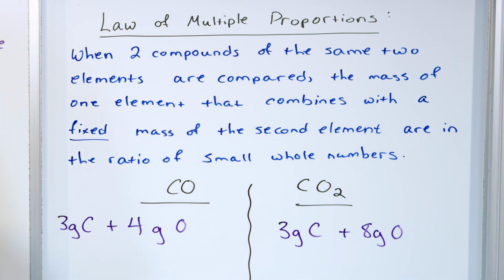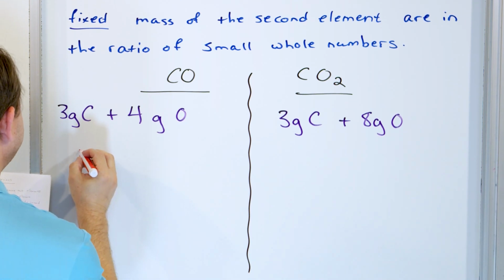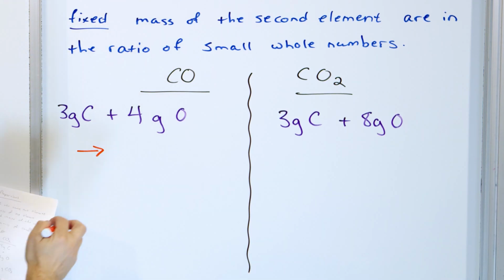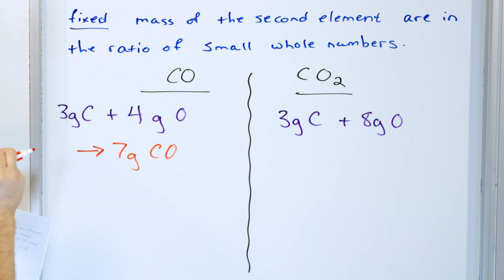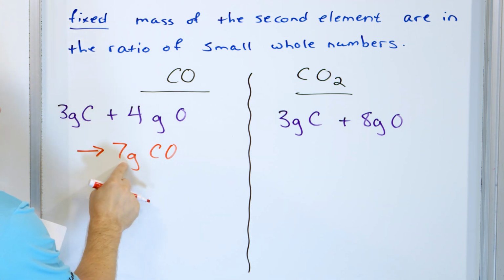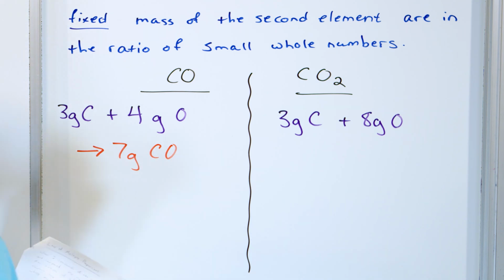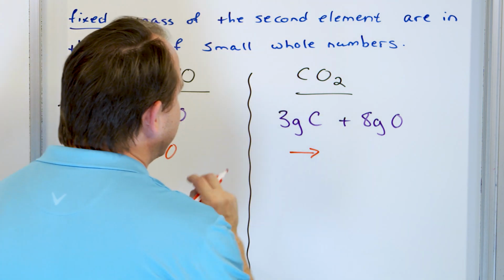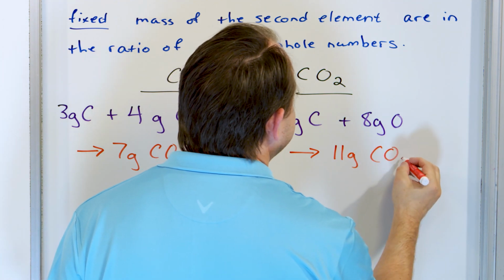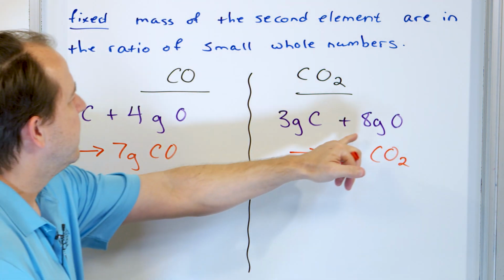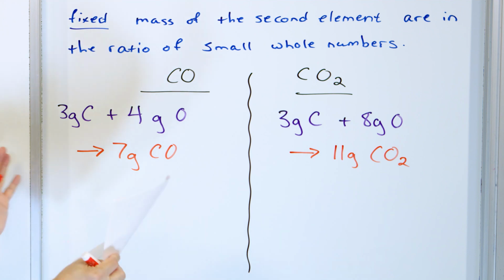All right. So what we figure out after we allow this reaction to occur is that what you get, I'll put a little arrow for like an equal sign, is 7 grams of CO, right? Because of the law of conservation of mass, 3 plus 4 is 7. You have to have 7 grams of the product. And when you let this react, what do you think is going to happen here? You should get 11 grams of CO2 because you add these together and you get 11. So far everything makes sense. This is kind of what you would expect.